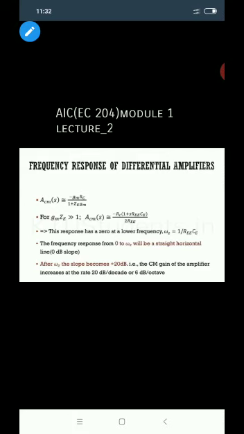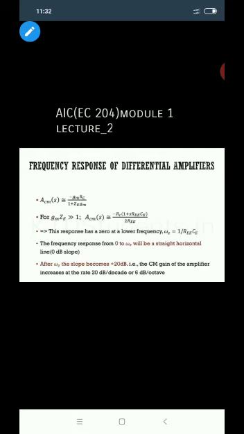The frequency response from 0 to omega z. Now here we have different cutoff frequencies. The angular cutoff frequency omega z. We will see in our next slide. We have the frequency response curve.